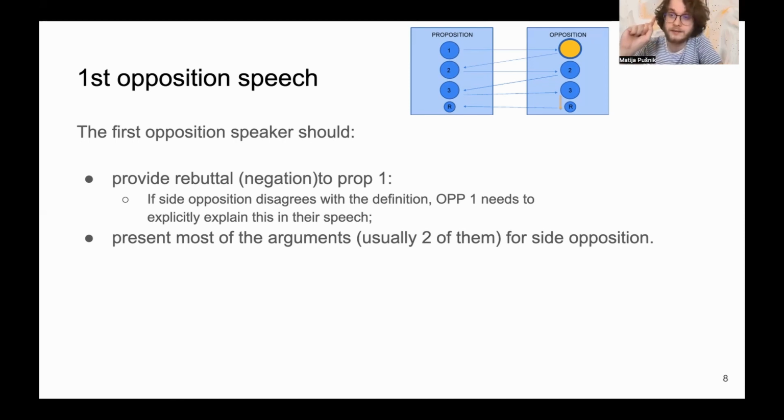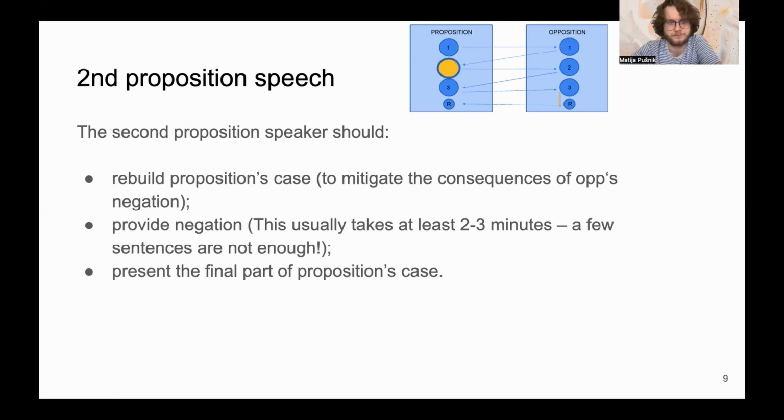However, only the first opposition speaker can do so, not the second or third, because after the first speeches, the debate is sort of set, and if you do not object to the definitions immediately, you cannot object later. After that, so after negation and potentially the discussion of definition, the first opposition speaker presents most of their arguments. Again, usually two, sometimes one, depends on the situation.